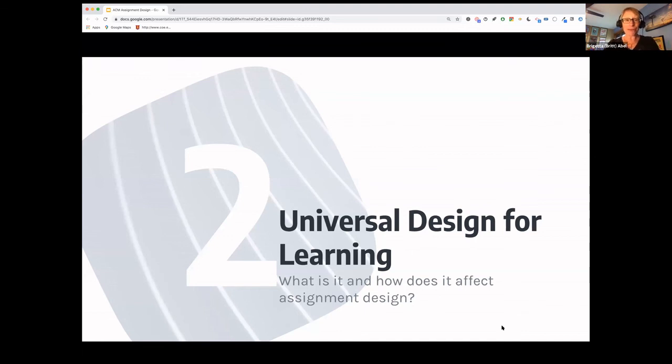In this first half of the workshop, we've talked a lot about our first principle for assignment design, transparency. Now we're going to move on to the second principle, Universal Design for Learning, or UDL. And in this second, much shorter section of the workshop, we'll discuss not only what UDL means and implies, but we'll also talk about a few simple strategies to apply it to assignments and assignment design.